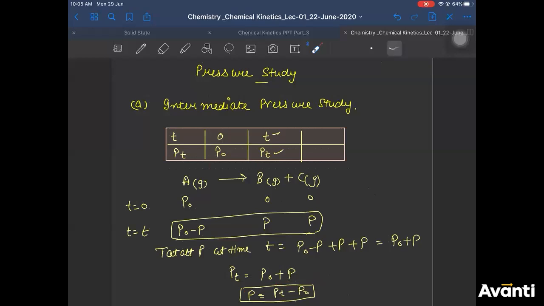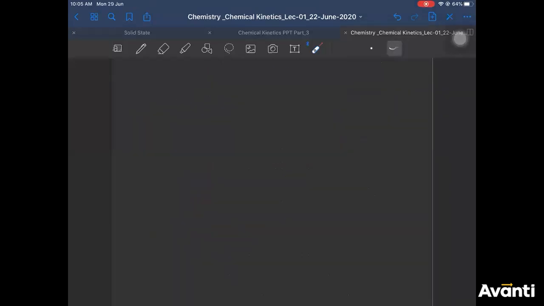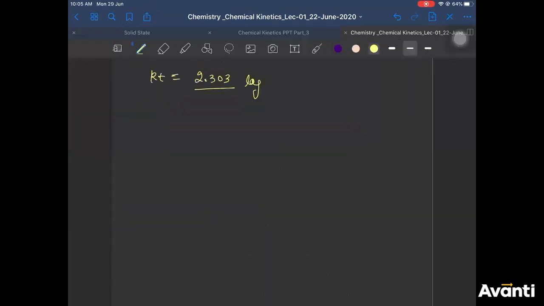So let me continue this derivation. Now I'll write the kinetics of this. So you used to write kinetics as, if it is a first order reaction, we are assuming it to be first order reaction. Usually you'll get pressure examples in first order reactions. Log initial concentration by final concentration. So instead of concentration, we are using pressure. So instead of concentration, we can write P initial by P final.